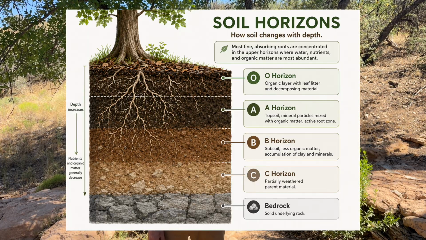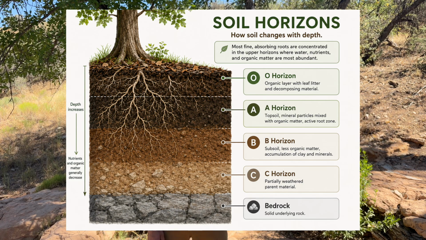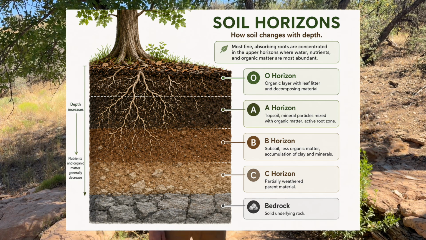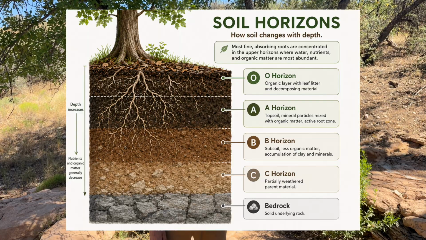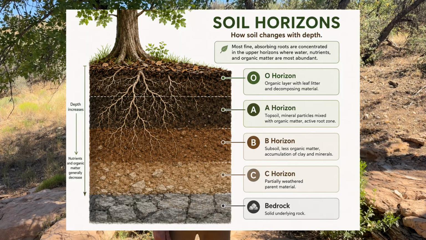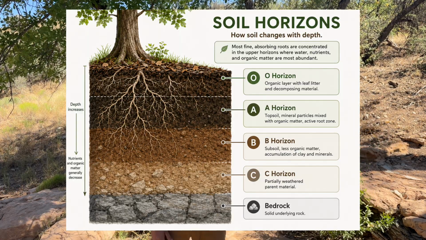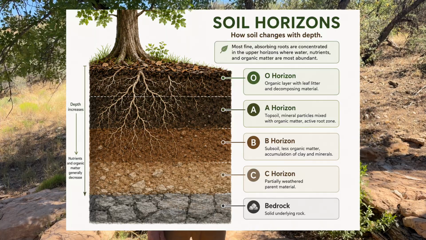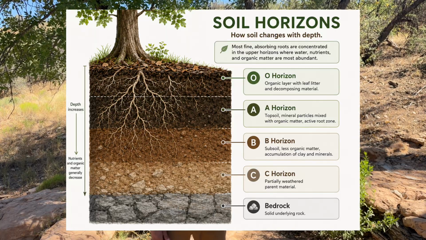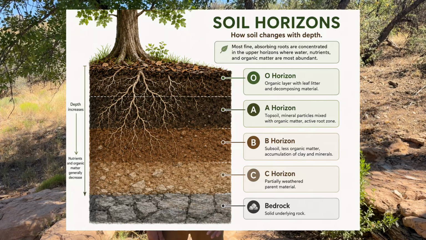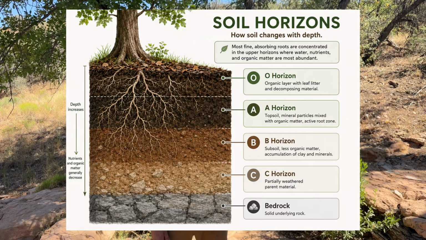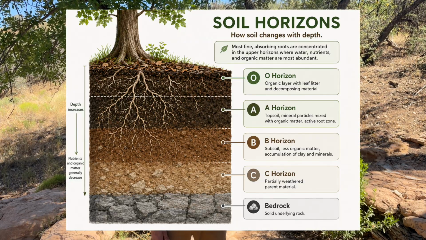Below that is the A horizon, often called topsoil. The A horizon usually contains mineral particles mixed with organic matter. It's often one of the most biologically active layers. For many trees, this upper soil is very important because a lot of the absorbing roots grow where oxygen, moisture, organic material, and biological activity are more available. Below that is the B horizon, or subsoil.